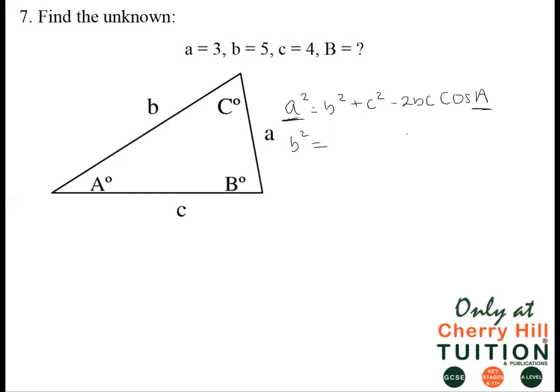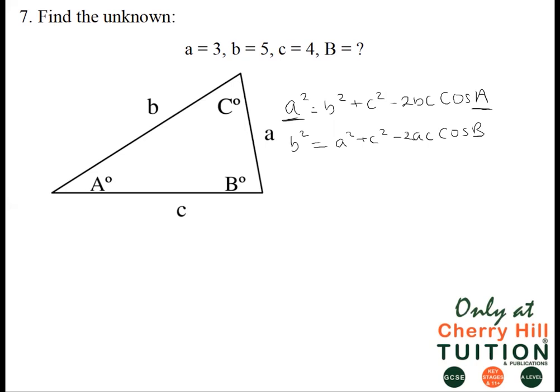So b turns into an a and a turns into a b. So a squared plus c squared minus 2ac cos of b. Okay, and now we just plug in our values and see what we get.